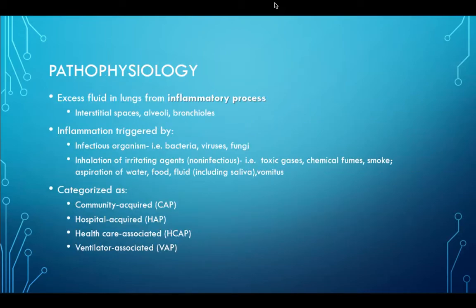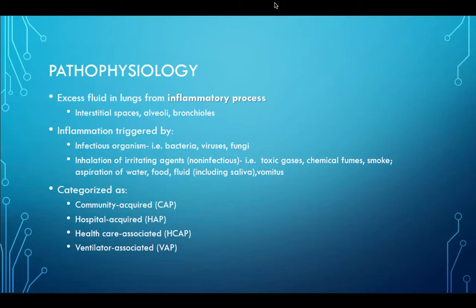So beginning with patho, remember that it is caused by excess fluid in the lungs resulting from an inflammatory process. The inflammation can be triggered by many infectious organisms and also by inhaling irritating agents. The inflammation occurs in the interstitial spaces of your lungs, the alveoli, and often the bronchioles. Now the process begins when organisms penetrate the airway mucosa and multiply in those alveolar spaces.